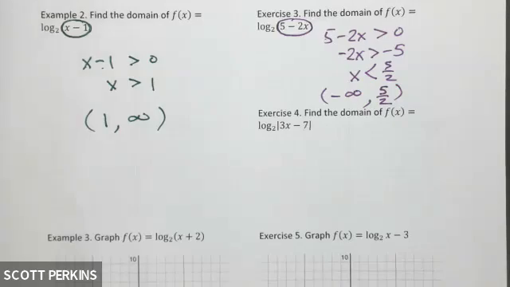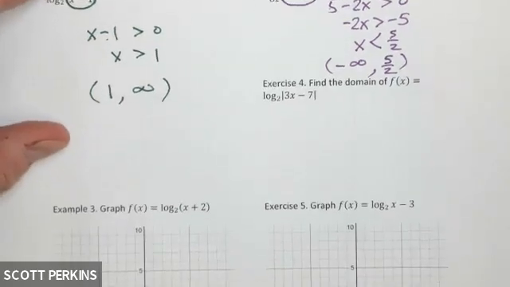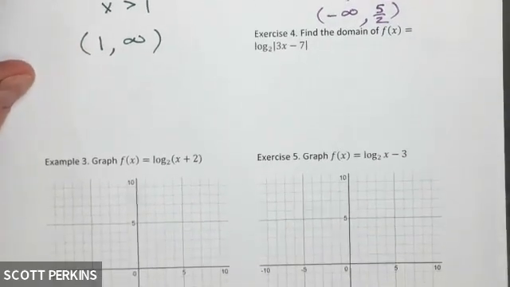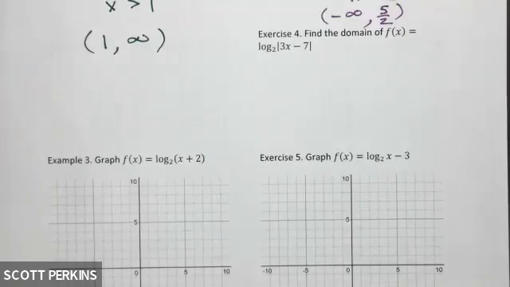All right, exercise 4 is a challenge problem. You're going to see one or two like this in the homework. So I want you to see how far you can get. What's the domain when I have the absolute value of 3x minus 7 that I'm taking the logarithm of? This one is a challenge, so don't beat yourself up if you don't get it right straight away, but give it a try.